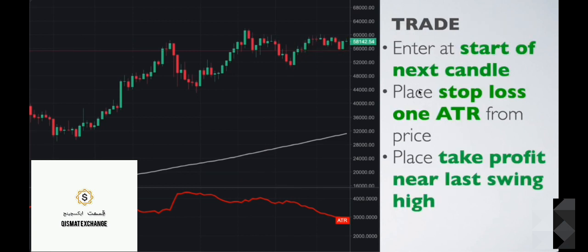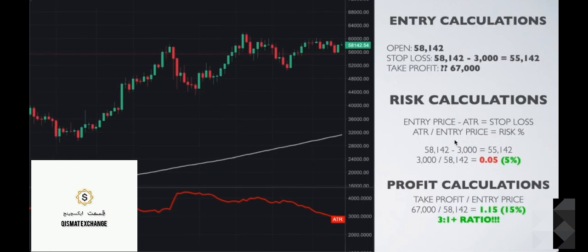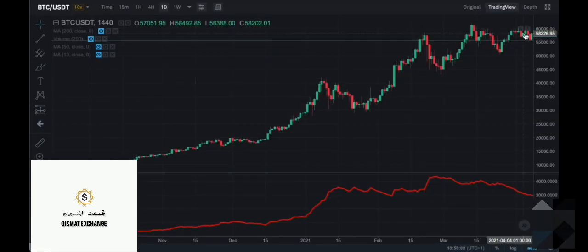So we enter at the start of the next candle, we place our stop loss 1 ATR away, and we take our profit near the last swing high. Problem is though, there is no swing high. This is basically an all-time high. Let's go to the Binance chart and you can see it right here. We're basically at an all-time high right here. The all-time high was 61,000, then it got sold off right there.